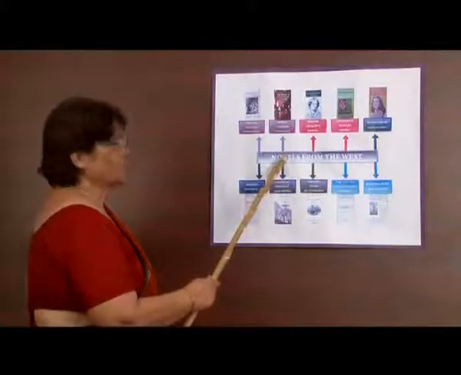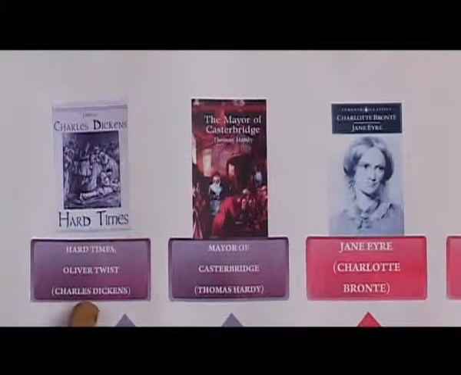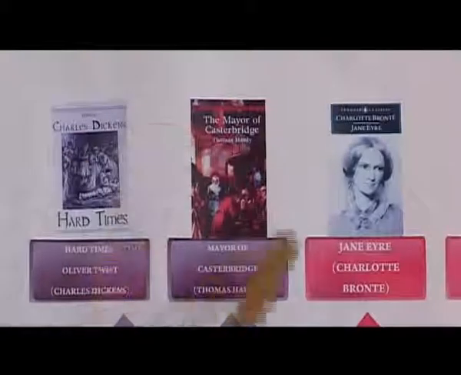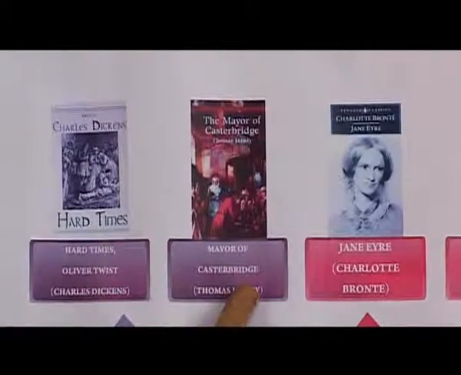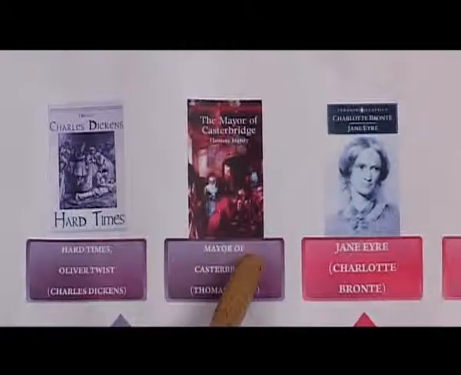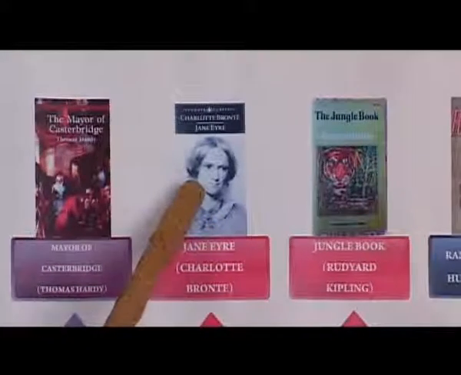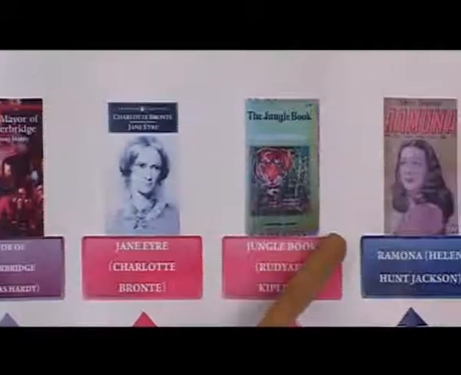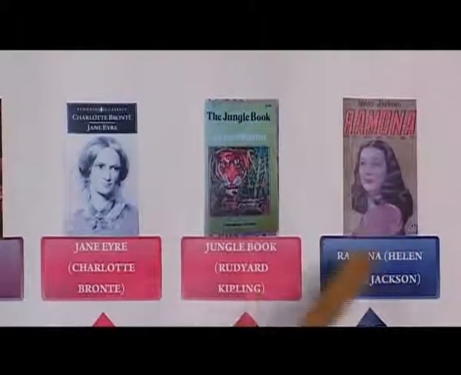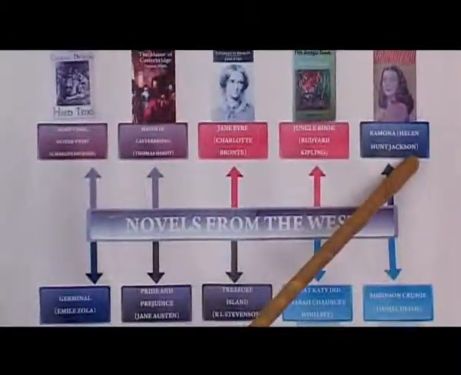We will now discuss the novels from the West. Charles Dickens wrote Oliver Twist and Hard Times. Thomas Hardy was famous for his novel The Mayor of Casterbridge. Charlotte Bronte wrote Jane Eyre. The Jungle Book was written by Rudyard Kipling. Ramona was written by Helen Hunt Jackson.